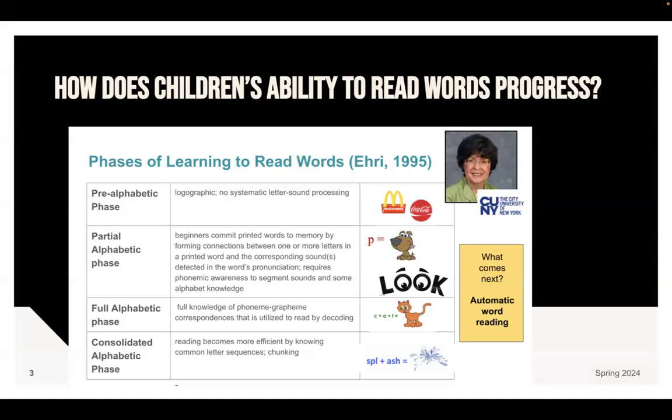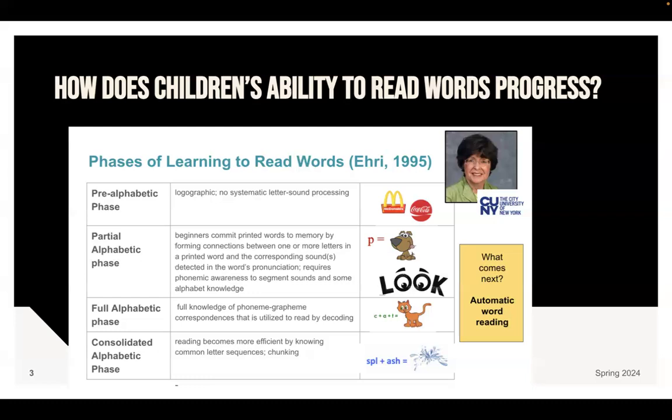Then we move into partial alphabetic. In this phase, children begin to understand that letters do in fact represent sounds. So you see in the visual that a child who is trying to write the word puppy represents that word with a P. They start to associate some letters with their corresponding sounds, especially recognizing initial and final consonants in words. This also allows them to begin to commit printed words to memory.